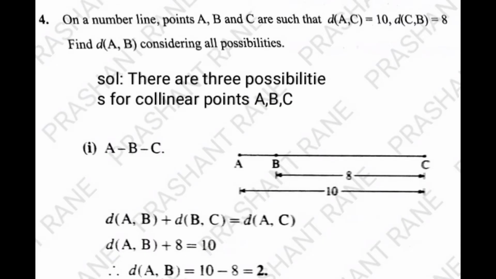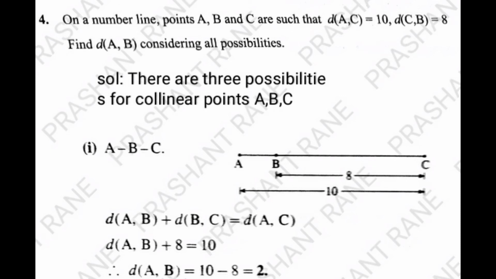Question number 4. On a number line, points A, B, C are such that distance AC is 10, distance CB is 8. Find distance AB considering all possibilities. We have been given only that points A, B, C are collinear. Betweenness is not given. So we have to consider all three cases. So there are three possibilities for collinear points A, B, C.